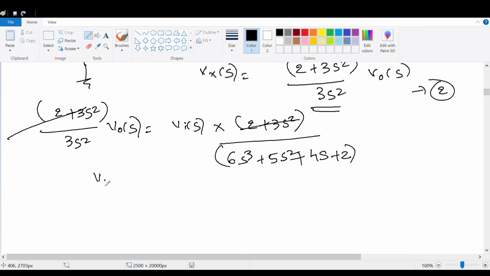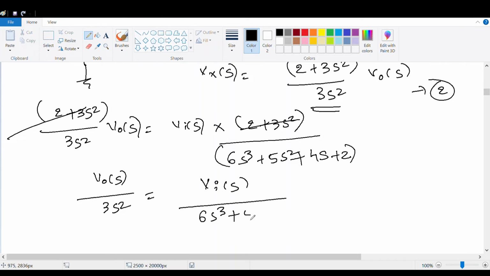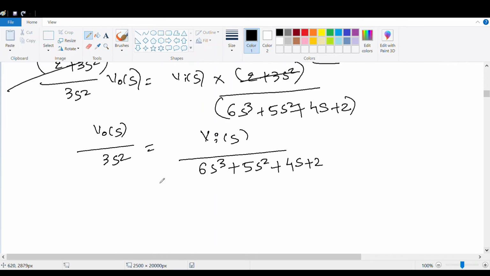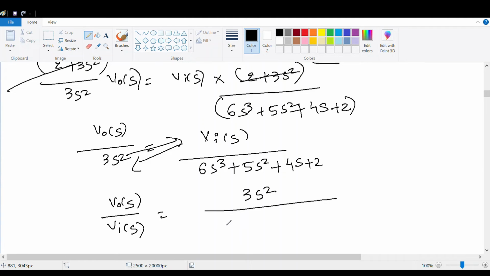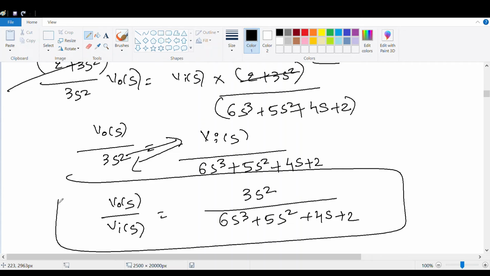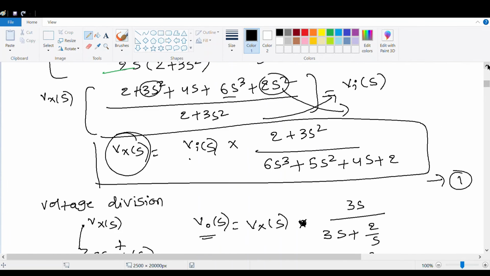After that we are left with V naught of s by 3s square equals Vi of s by 6s cube plus 5s square plus 4s plus 2. Now move this to this direction and this to this direction. So V naught of s by Vi of s equals 3s square by 6s cube plus 5s square plus 4s plus 2. This is the required transfer function. I will explain the steps one more time.